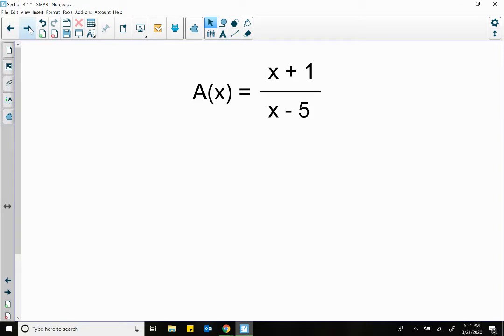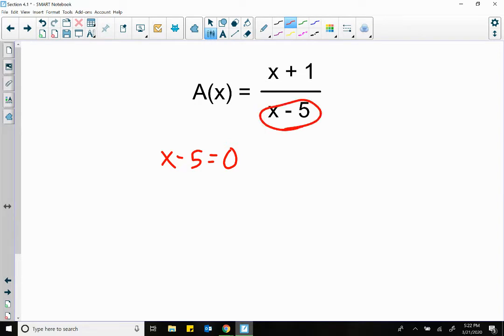So right here, I've got a rational, because again, that's what this section's about, rationals. I want to find the domain. So all we're going to do is take that denominator and set it equal to 0. Again, we don't care what the numerator's doing. We care about the denominator, because we cannot have 0 in the denominator. So we have to figure out what those numbers are that create 0 for us down here. So we add 5 to both sides, and we find out that x is equal to 5.